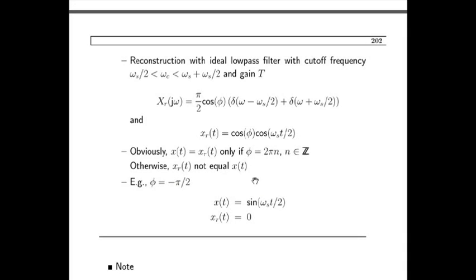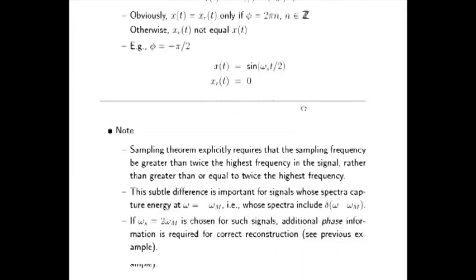Otherwise x_r(t) is not equal to x(t). For example, if phi equals minus pi by 2, then x_r(t) will be 0 because cos(minus pi by 2) is 0. So x(t) will be sine(omega_s t by 2) in that case, but x_r(t) will be 0. So this proves the constraint on phi, which must be equal to 2 pi n.